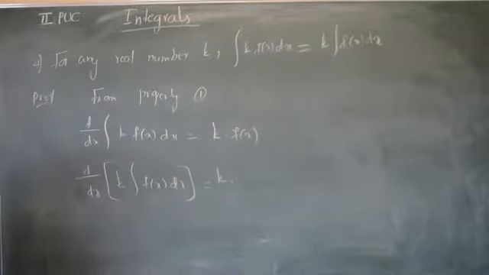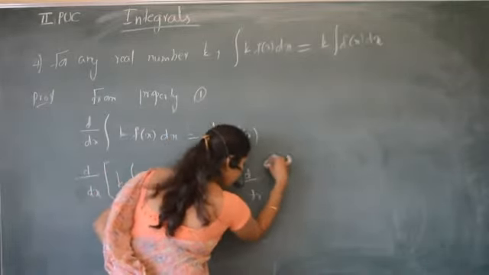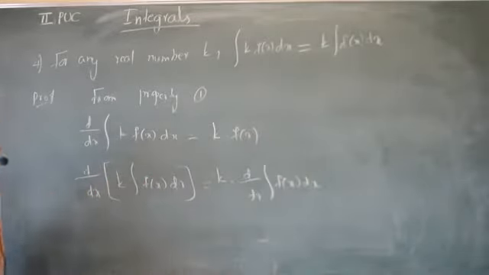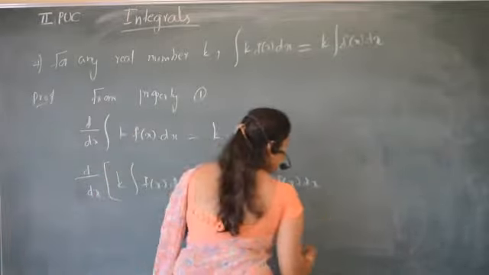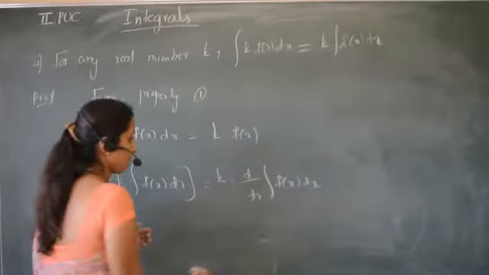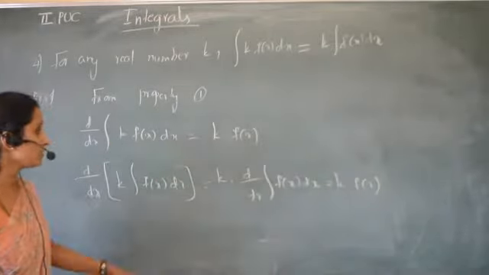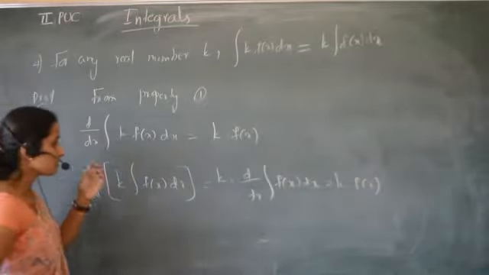So what is the derivative of the function? It will be k into d by dx of integral of f of x dx. So derivative and integrals can be cancelled because they are inverse to each other. Therefore I can write it as k into f of x. So this is also k into f of x, and this is also k into f of x.